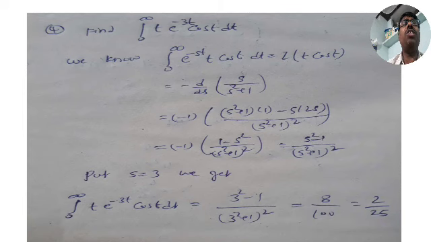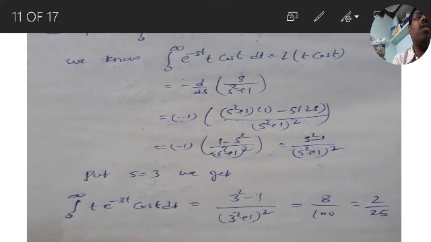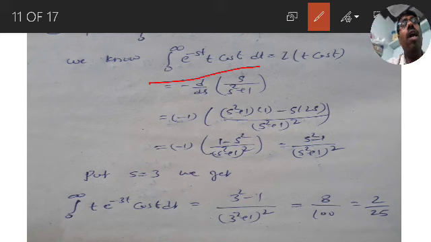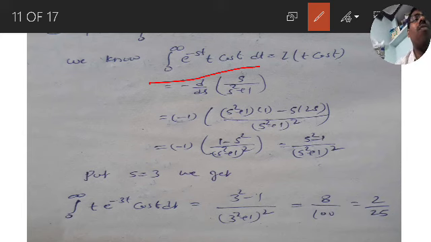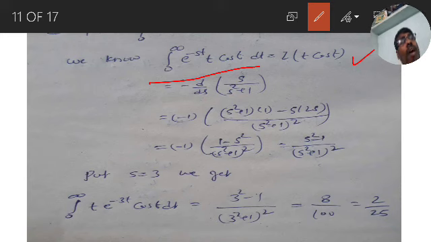Find integration 0 to infinity t into e power of minus 3t into cos t dt. Now use the definition: integration 0 to infinity e power of minus st into t cos t. In place of f of t we have t cos t, therefore it is L of t cos t. How to find L of t cos t? It is the multiplication by t method.